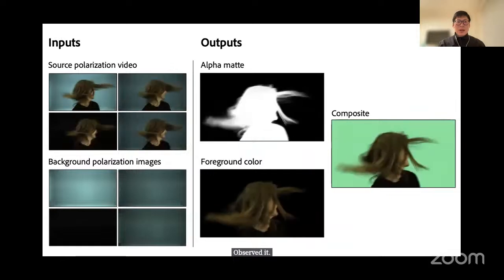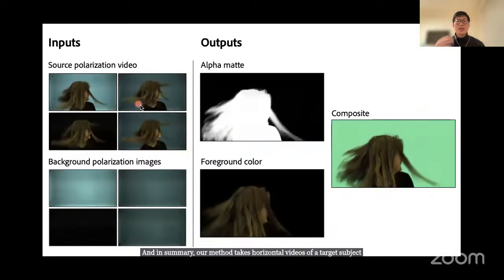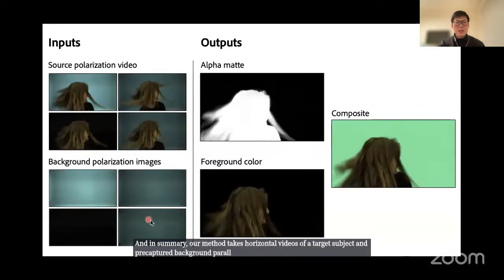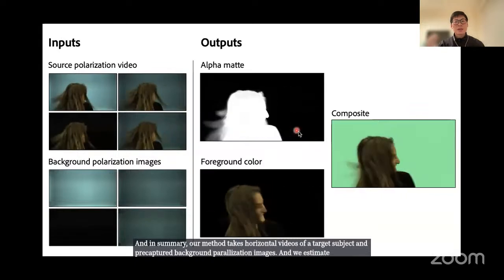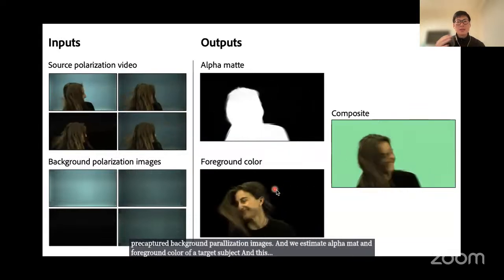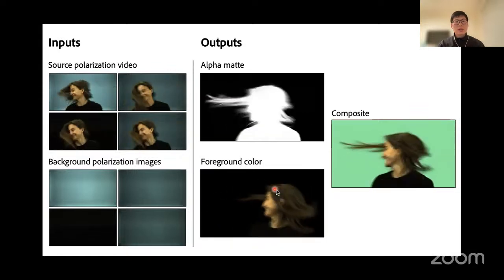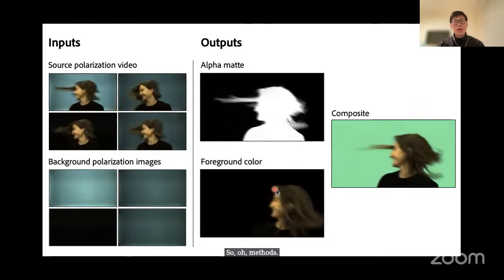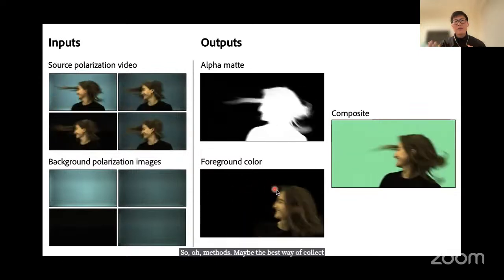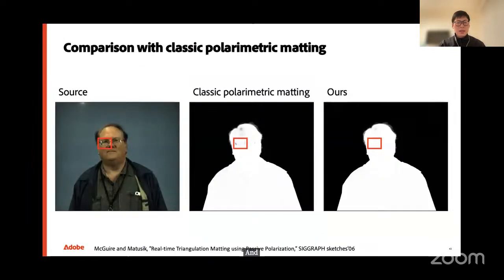And in summary, our method takes polarization videos of a target subject and pre-captured background polarization images, and we estimate the alpha matte and foreground color of a target subject. And this can be composited onto an arbitrary background. So our method may be the best way of collecting an RGB alpha image dataset or video dataset. Let's see several results of our proposed method with a comparison with classic parametric matting.